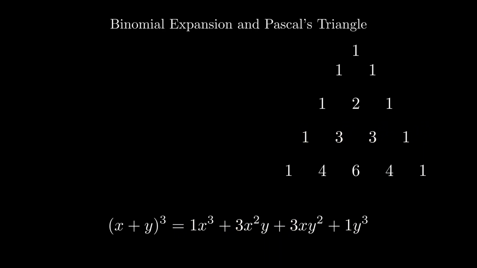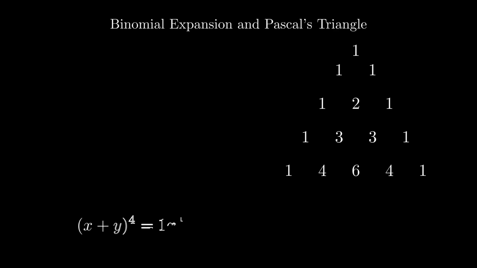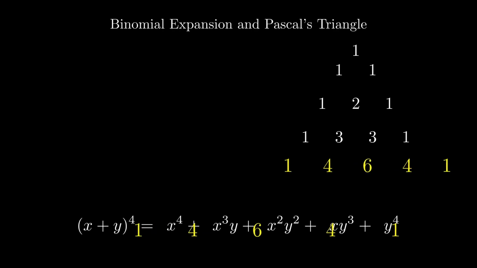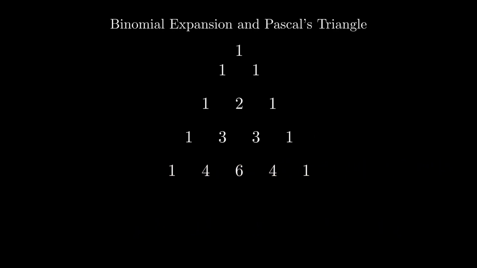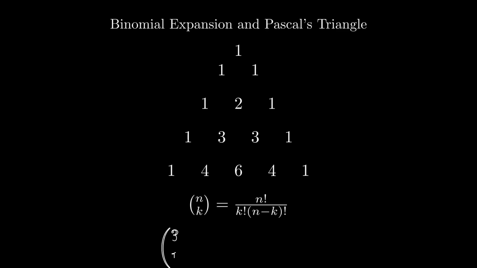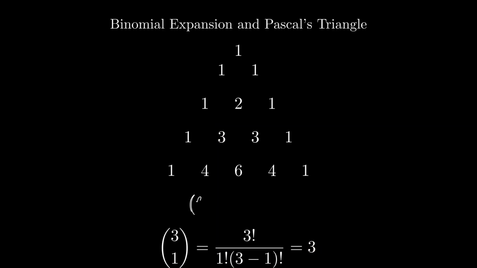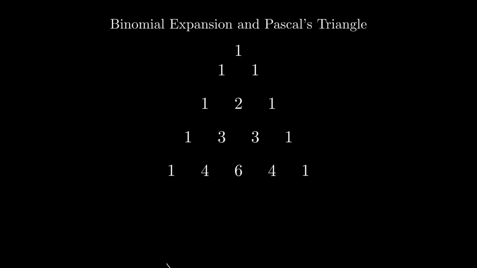For x plus y to the power of 3, the expression is equal to x cubed plus 3x squared y plus 3xy squared plus y cubed, the coefficients matching the third row of Pascal's triangle, as does the expansion of x plus y to the power of 4. Notably, we can find the kth index of the nth row using the formula n choose k. For example, 3 choose 1 is equal to the first index of the third row of Pascal's triangle. Remember that the leftmost number in a row is indexed as the 0th number in the row.